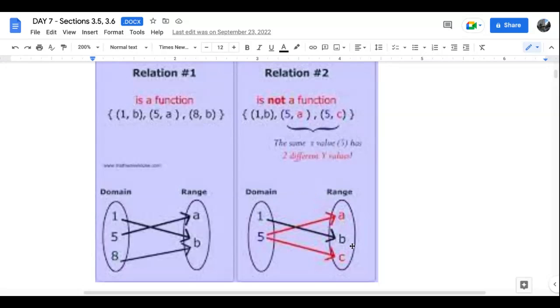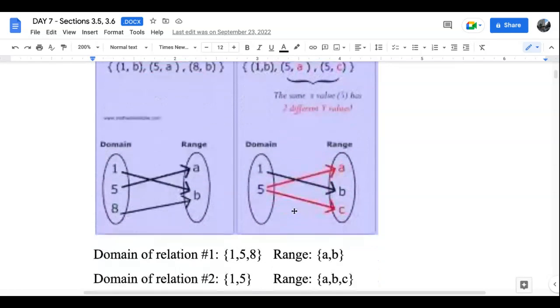In relation 2, we have 1 comma b, 5 comma a, 5 comma c. So this is set notation. In the set, we also have 3 members. And the first one is a function because 1, 5, 8 go to different places. But the second one is not a function because we see 5 goes to a, 5 also goes to c. So that does not make a function.